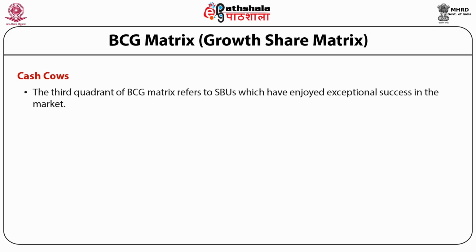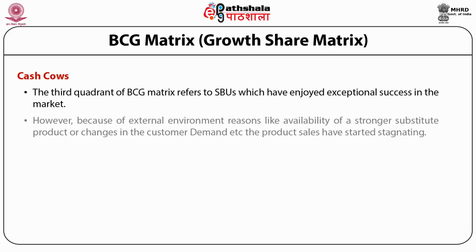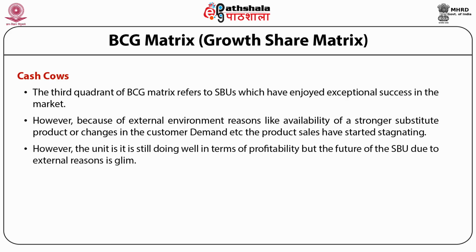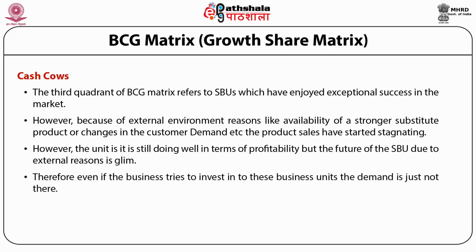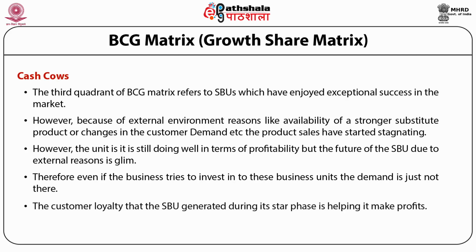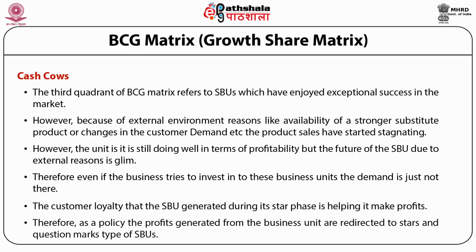Cash cows. Students, the third quadrant of the BCG matrix refers to SBUs which have enjoyed exceptional success in the market. However, because of external environment reasons like the availability of a stronger substitute product or changes in customer demand, the product sales have started stagnating. The unit is still doing well in terms of profitability, but the future of the SBU, due to external reasons, is grim. Therefore, even if the business tries to invest in these business units, the demand is just not there. The customer loyalty that the SBU generated during its star phase is helping it make profits. Therefore, as a policy, the profits generated from the business unit are redirected to stars and question mark types of SBUs.